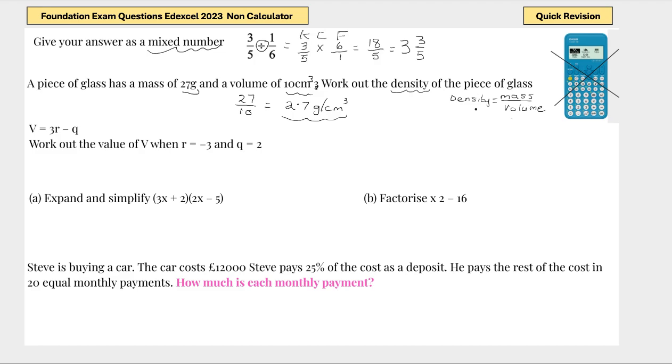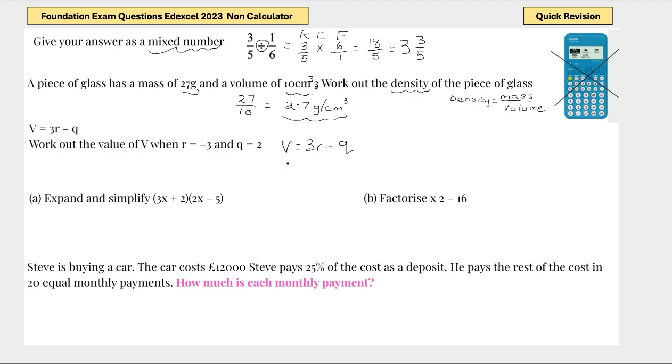So that's the density. The next one, basic good old-fashioned substitution. V equals 3r minus q. We've got our r, which is -3, and we've got our q, which is 2. Put it all together as we're doing substitution. Remember, substitution, we're just plugging in what it's asking us.